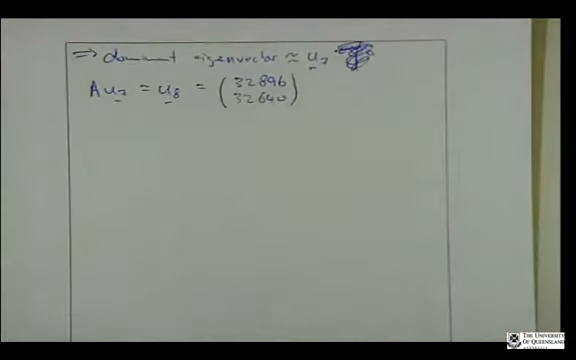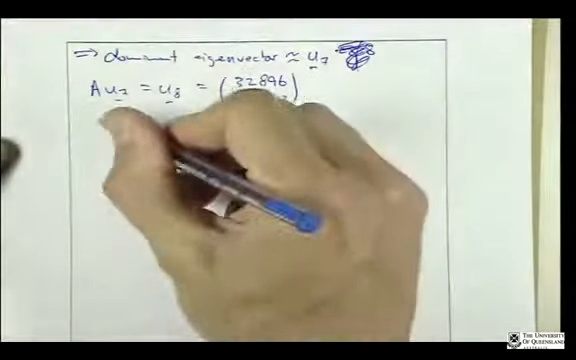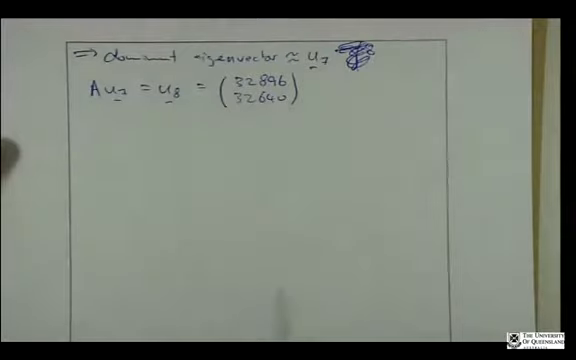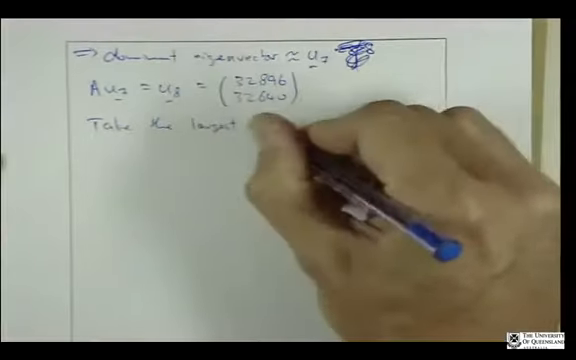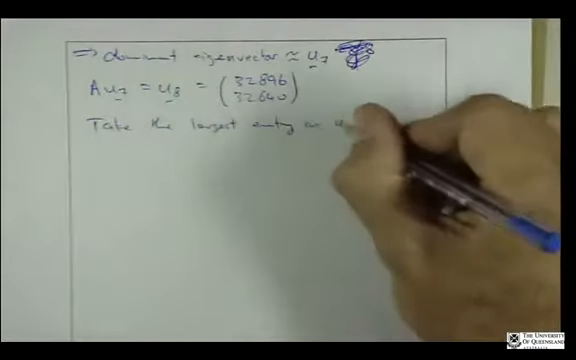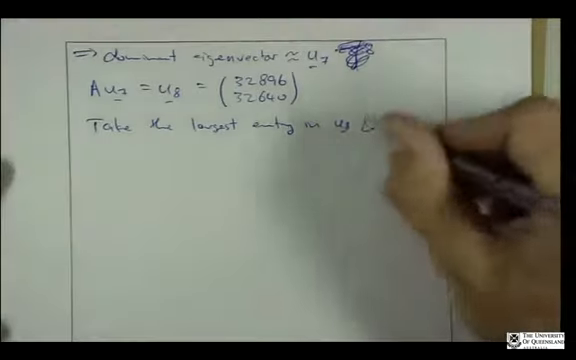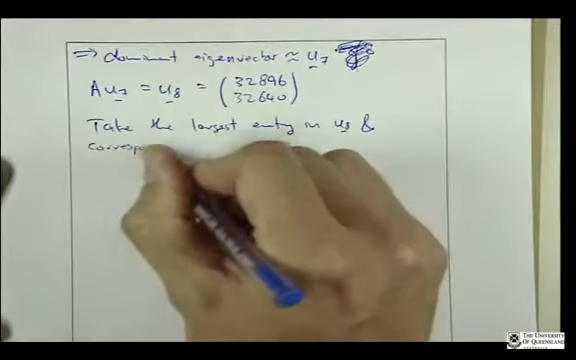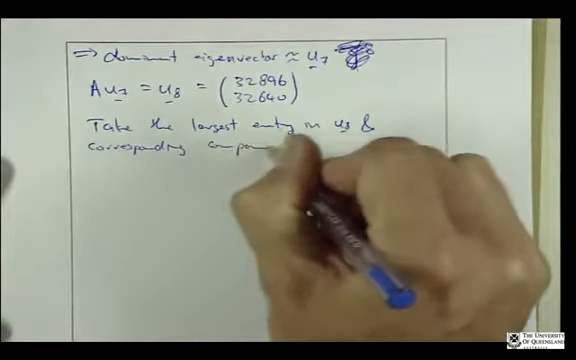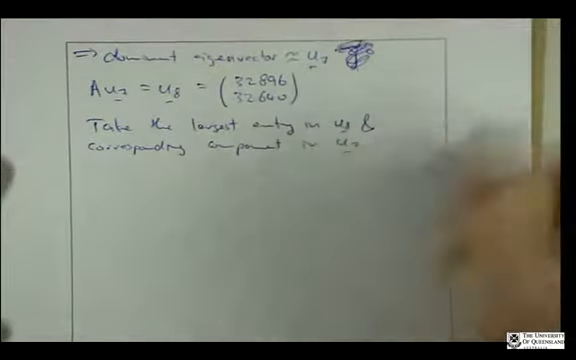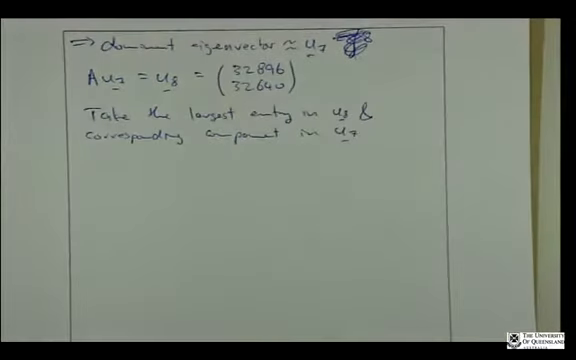And what we want to do now, according to the algorithm, is to estimate the dominant eigenvalue. Take the largest entry in the vector U8. By largest entry, I mean the entry with largest absolute value. Okay, so take the largest entry in that vector and the corresponding component or the corresponding entry in U7, and then take their ratio.